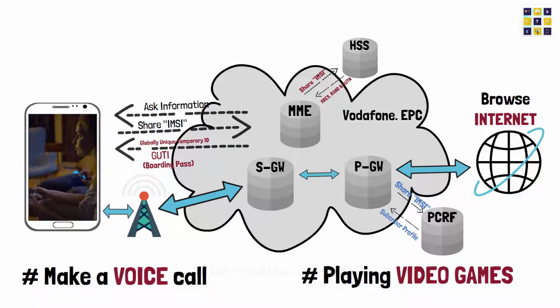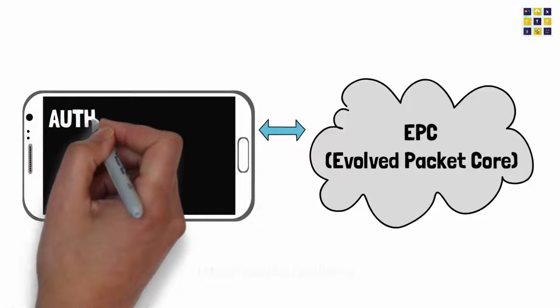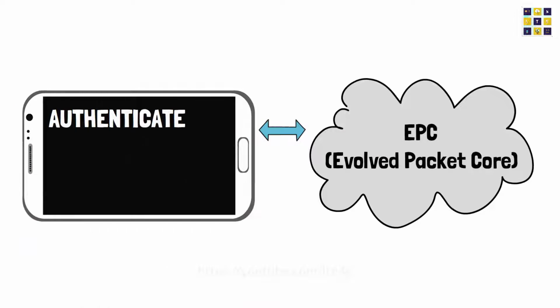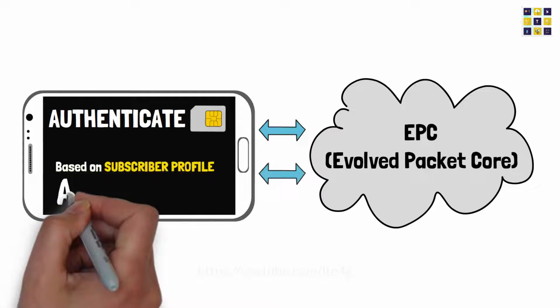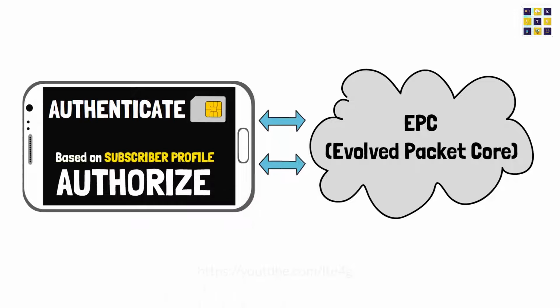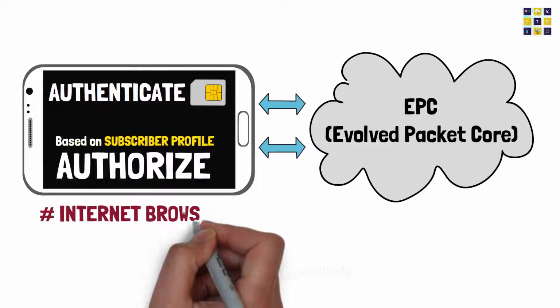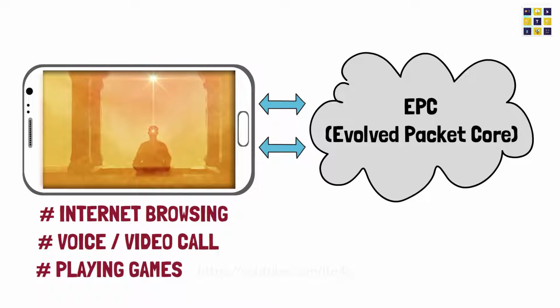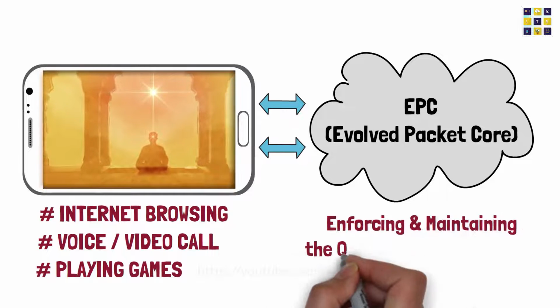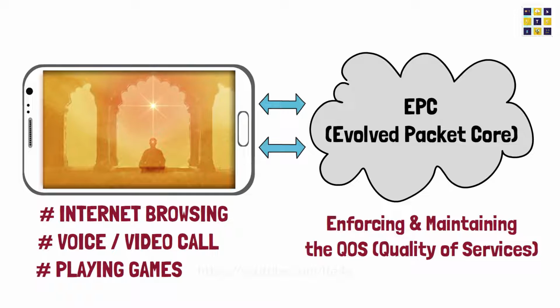playing video games, etc. So in a nutshell, the function of the EPC is to first authenticate the user using the SIM card information, then based on the subscriber's profile, authorizing the subscriber to use various services such as internet browsing, voice or video call, play games, etc. And to finally enforcing and maintaining the quality of services during the usage.